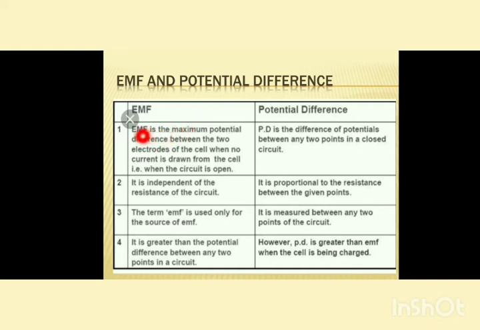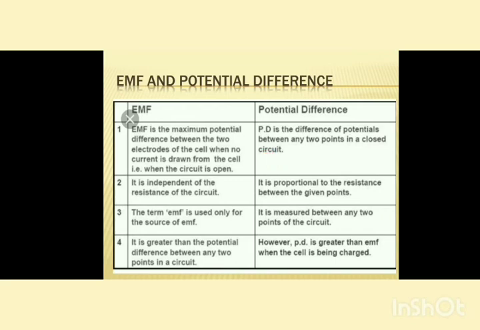What is the first point? EMF is the maximum potential difference between two electrodes of the cell. Two electrodes means the two terminals of a cell or battery when no current is drawn from the cell. That means when the circuit is open. But potential difference is the difference of potential between any 2 points in a closed circuit.